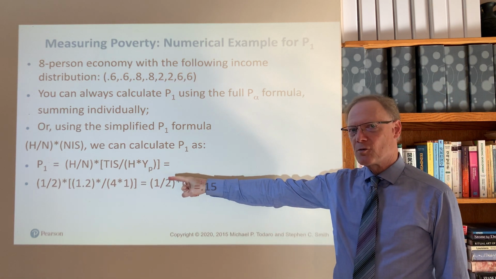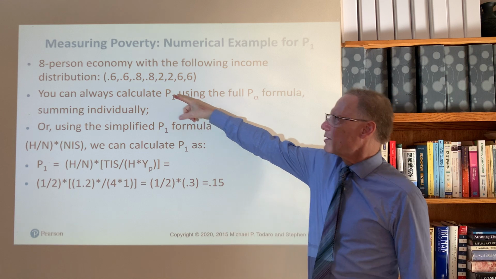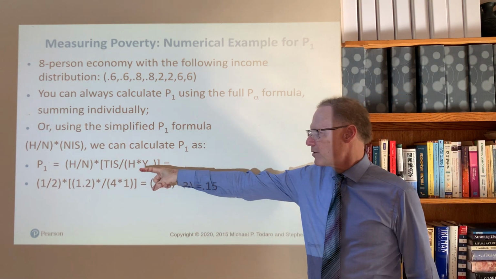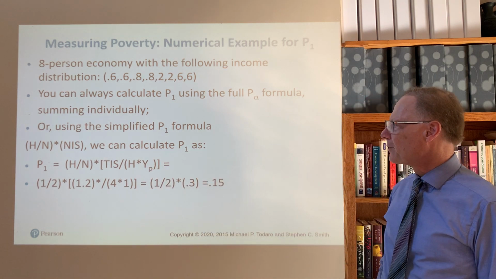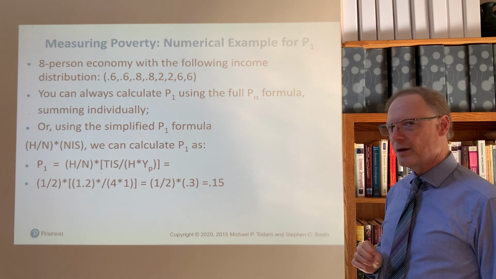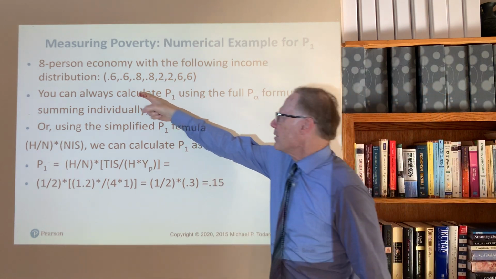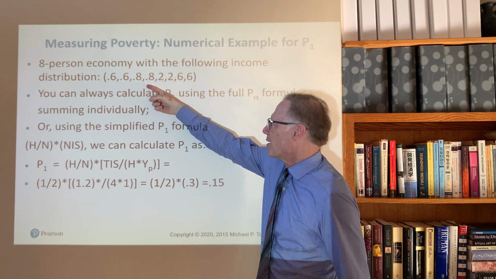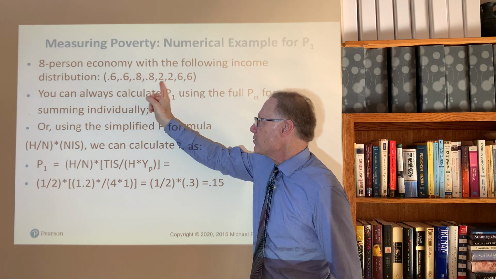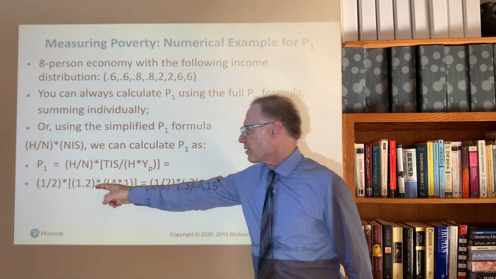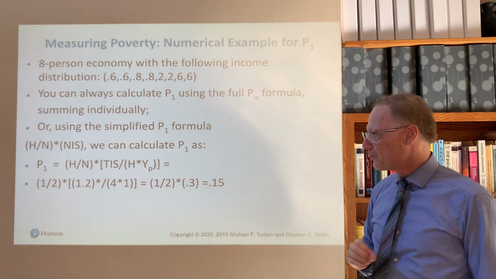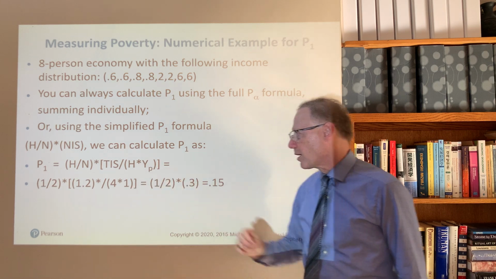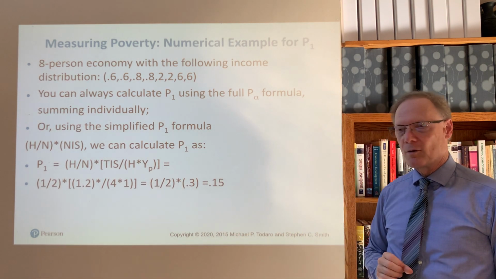First of all, the fraction who are poor, H over N, with a poverty line of 1, we see that in fact 4 out of 8 are below. In other words, 1/2 on the left there. Proceeding to look at the total income shortfall, we see these 2 people are short by 0.2, these 2 people are short by 0.4, these 2 by 0.2, and that gives us a total shortfall of 1.2. We then divide by the head count, H, times the poverty line, 1, we get an answer of 0.15.